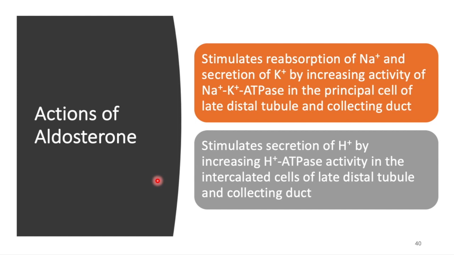So aldosterone plays an important role in the reabsorption and secretion process in the late distal tubule and collecting duct. There are two important functions of aldosterone in these two tubules. In the principal cells, it increases the activity of sodium-potassium ATPase, which will cause sodium to be reabsorbed and potassium to be secreted. In the intercalated cells, aldosterone increases the hydrogen ATPase activity, which will cause secretion of hydrogen into the tubular lumen.